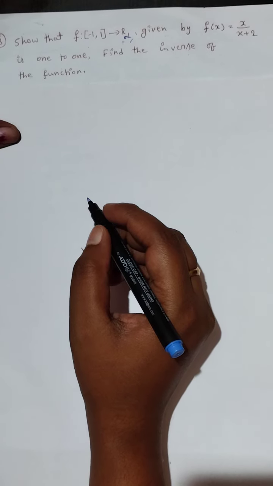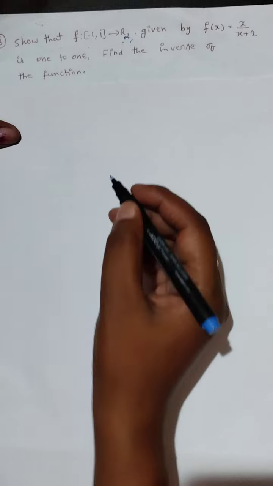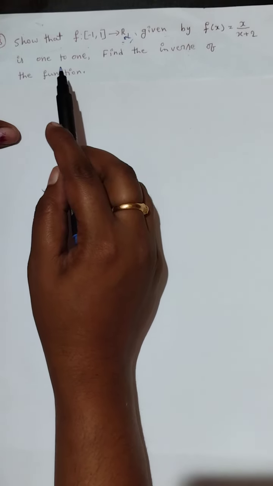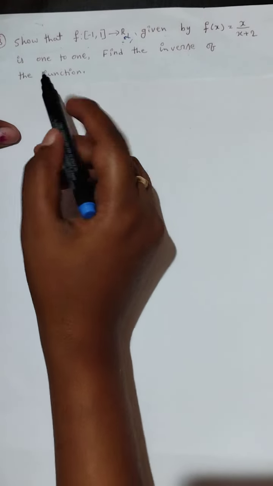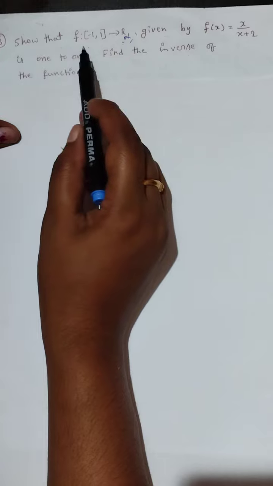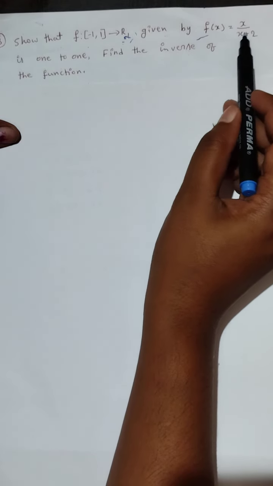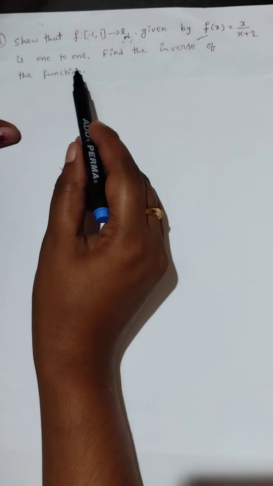Before, we solved the problems of inverse functions of relations and functions in class 12. Here, one more problem let us solve. It is also most important, many times repeated in exams. Observe the problem here. Show that f from [-1, 1] to R given by f(x) = x/(x+2) is 1-1.